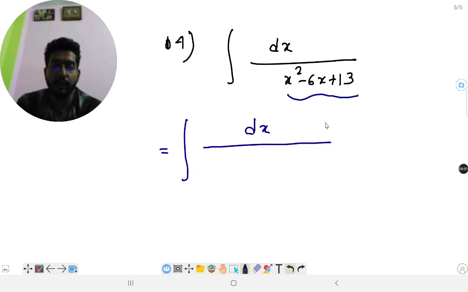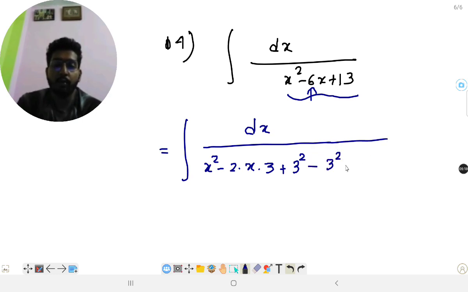dx by, now x square minus 2 into x into, now 6 is there, that means you have to multiply here 3, so 2ab form. Now this is a b, that means b square, this is the extra one, so minus b square.